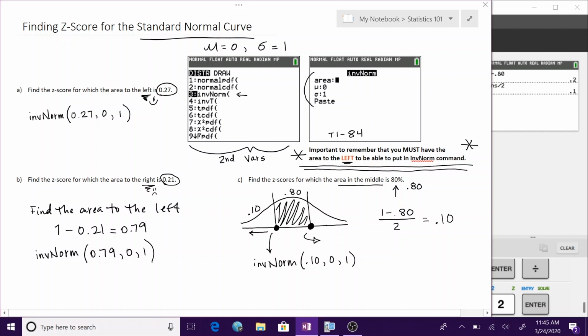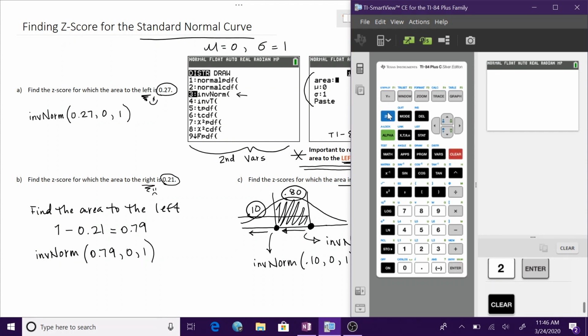And then to find this one, we're also going to use our inverse norm command. Now this one, it's very important to remember that we're using the area to the left. And the area to the left of this is going to be this entire thing right here. So we need to add these two areas: 0.80 plus 0.10, and 0 and 1. So from there, let's go find the z-score.